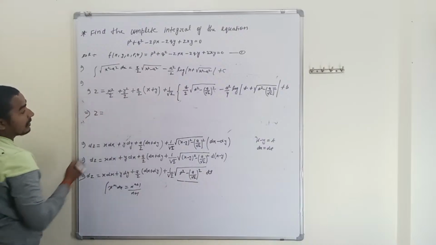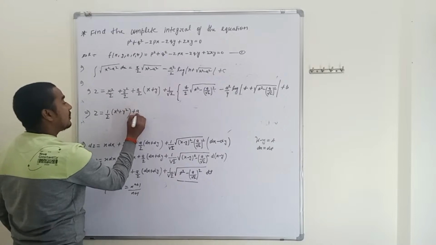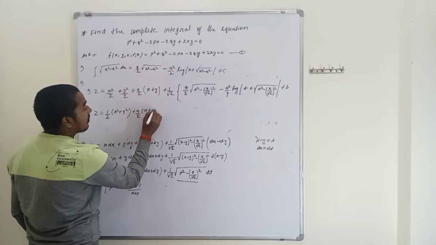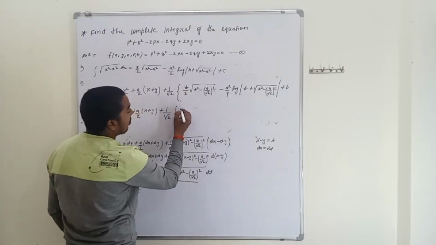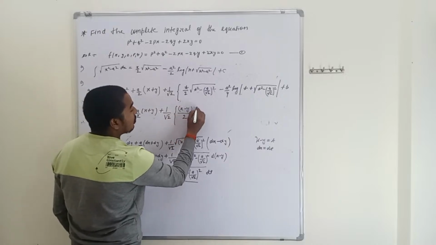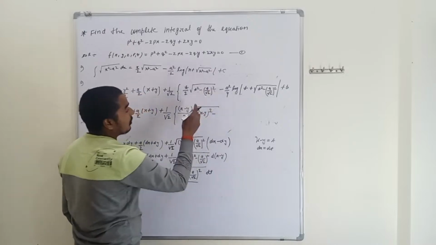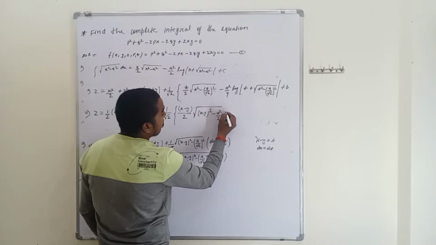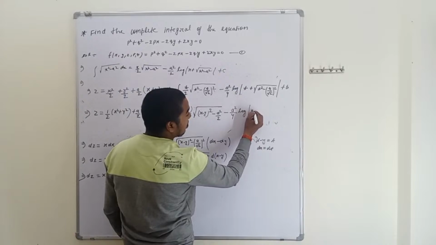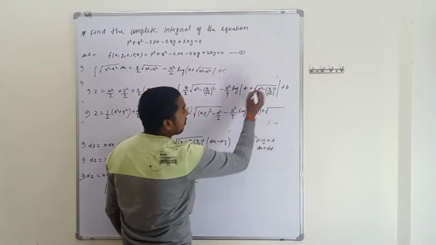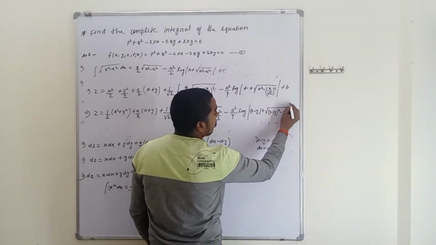So z is equal to, taking common, 1 by 2 (x square plus y square) plus a by 2 (x plus y) plus 1 by root 2, and in place of t putting x minus y, that is (x minus y) by 2 under root of (x minus y) whole square minus a square upon 2, minus a square upon 4 log of (x minus y) plus under root of (x minus y) whole square minus a square upon 2, plus b.